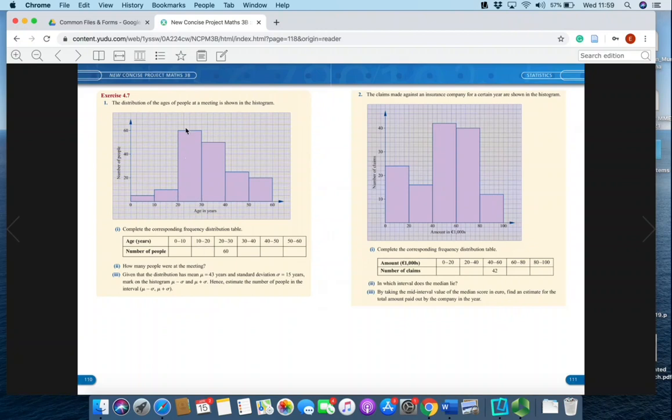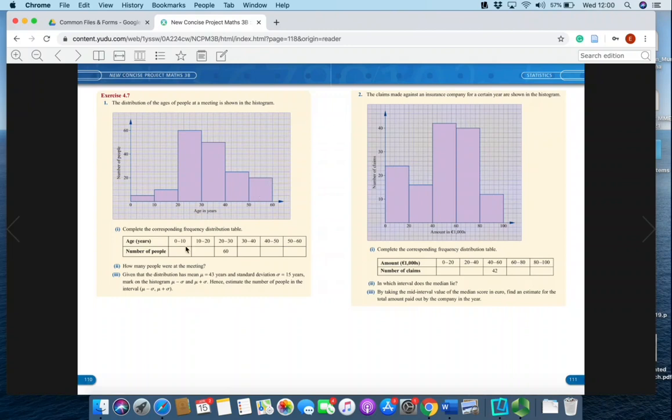They've told me 20 to 30 is 60. So that's fine. That's done for us. 30 to 40 in this case is up at 50. And then 40 to 50 here is up at, looks like, 25. And then 50 to 60 is at 20. Okay, so let me just write those in here. So we said 5, we said 10, we said 50, we said 25, and we said 20.